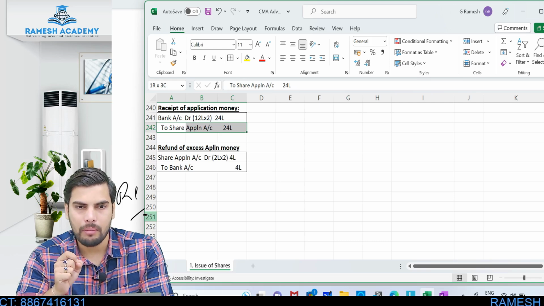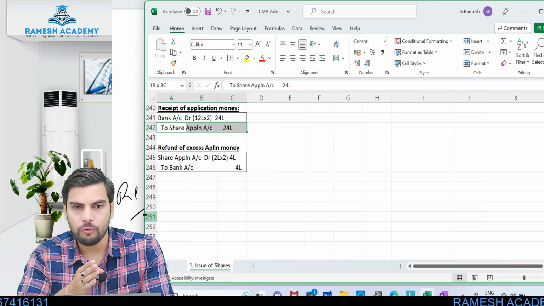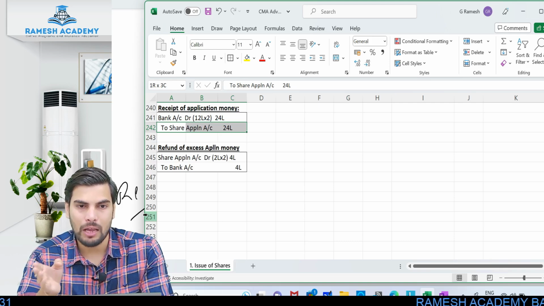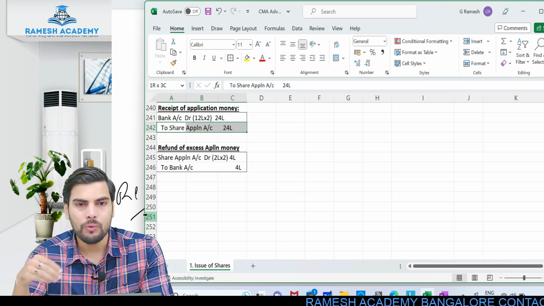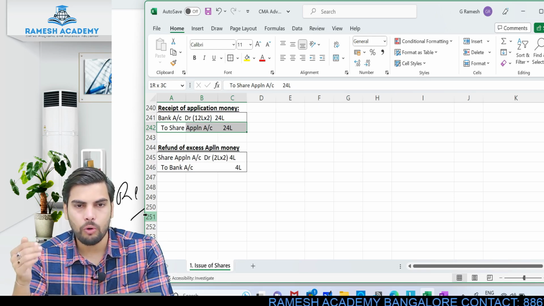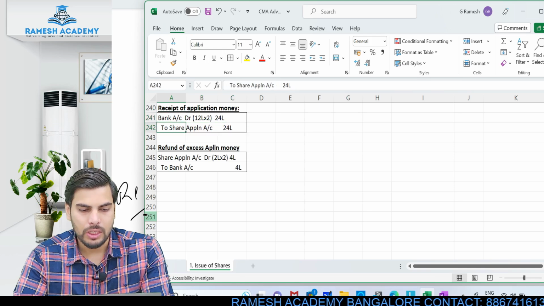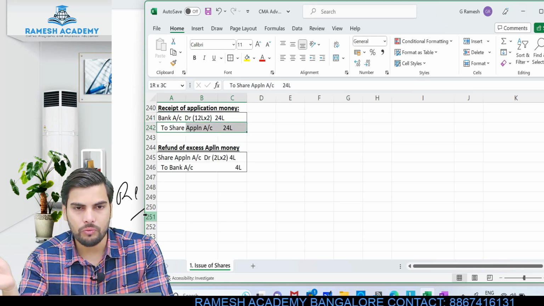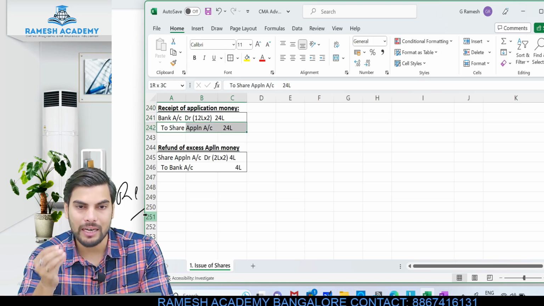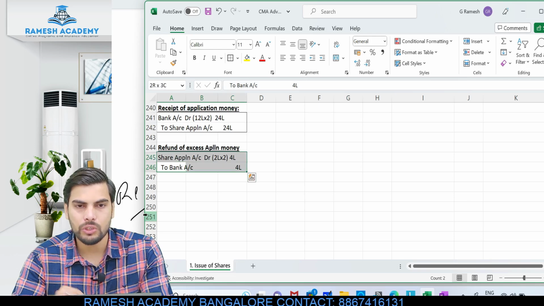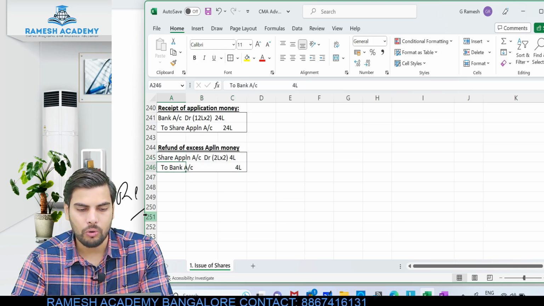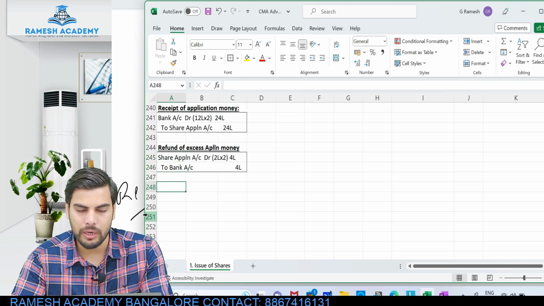Out of 24, I've shown 4 lakh rupees on the opposite side. It means this 4 lakh will get deducted from it. If I had shown 4 lakh on the credit side, it would have been added, 24 plus 4. But here the share application account was showing a credit balance of 24 and I debited 4 lakh, so I'm reducing it. Now how much is the balance in share application which I need to transfer to share capital? Out of 24, eliminate 4. So 20 lakh is the amount I need to transfer to share capital.